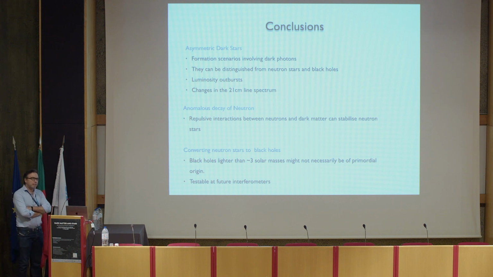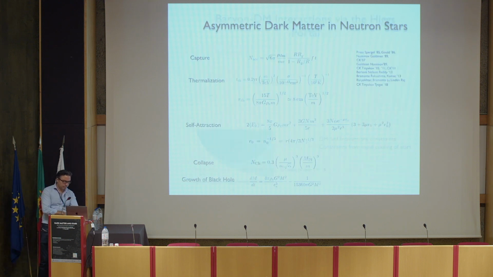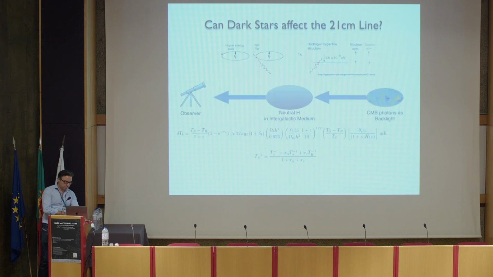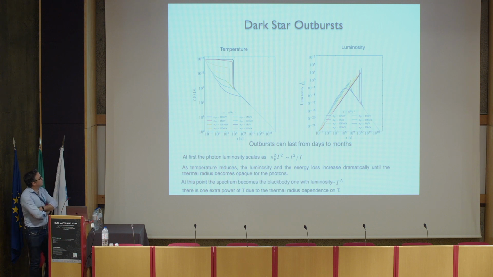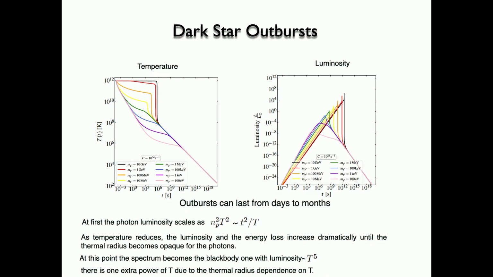Thanks, Chris. So can you go to your slide on dark star outbursts? Yes. So on the left plot, as we change the mass of the photon from 10 GeV to say 100 GeV, why does the curvature change, from the black to the purple one? I mean, how can we understand it from a physical perspective as we change the mass?